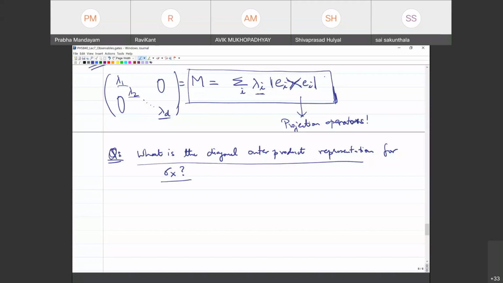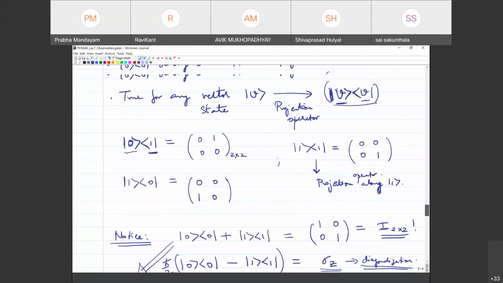Okay, so what we've done today is to go over properties of Hermitian matrices in some detail, and also write down the diagonal representation and the outer product representation. We've also seen in the process how to write a matrix representation for any observable in terms of the bracket notation.